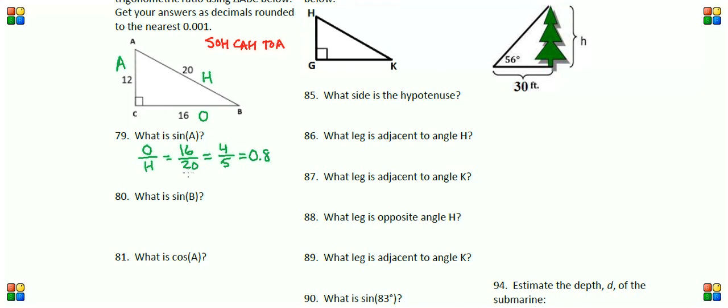Question number 80 asks, what is the sine of angle B? Well, now we have an issue because now we're looking at angle B as the reference. The hypotenuse will never change, but now we see that side AB is now opposite of angle B, and side CB is adjacent. So I'm going to color code these.